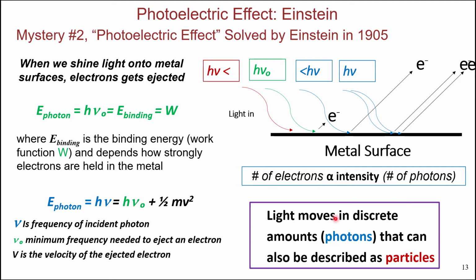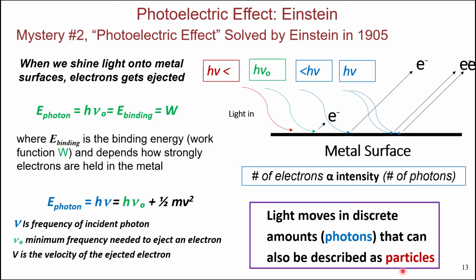So these two observations supported the idea that light is a wave. However, it's a discrete wave that moves in discrete quanta called photons. You can explain the fact that the number of electrons ejected is proportional to the number of photons as if each photon that gets in will collide with an electron and eject it. So it behaves like a particle in the sense that it actually collides with a particle.